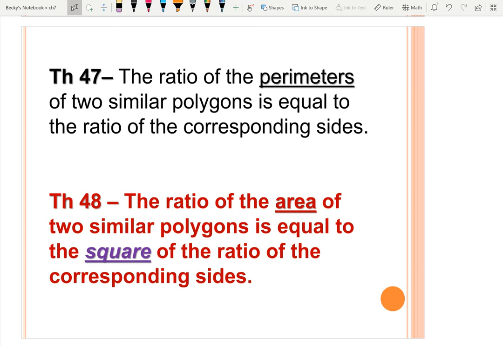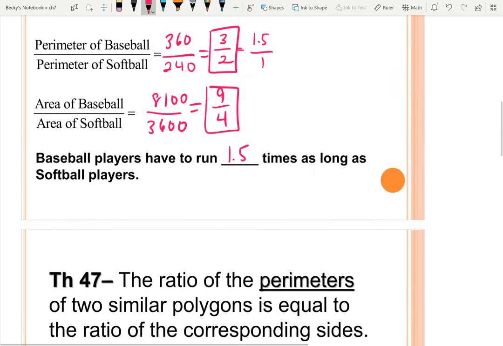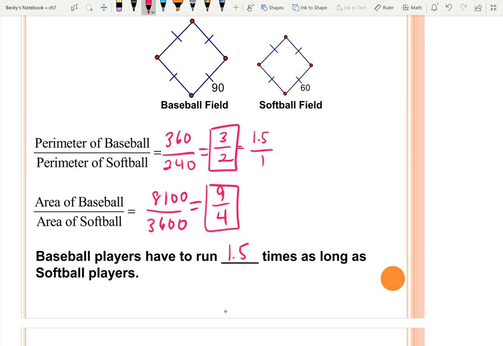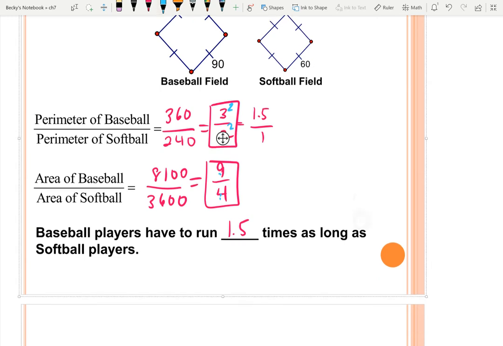For theorem 48, as you can see, there's a key word here. The ratio of the areas of two similar polygons is equal to the square of the ratio of the corresponding sides. All right, let's go back. These two numbers that I have boxed, they're not equal. But it says if you square the side, which a perimeter you treat the same as a side length, it would equal the area. And it works, right? Because 3 squared is 9, and 2 squared is 4. So it works.